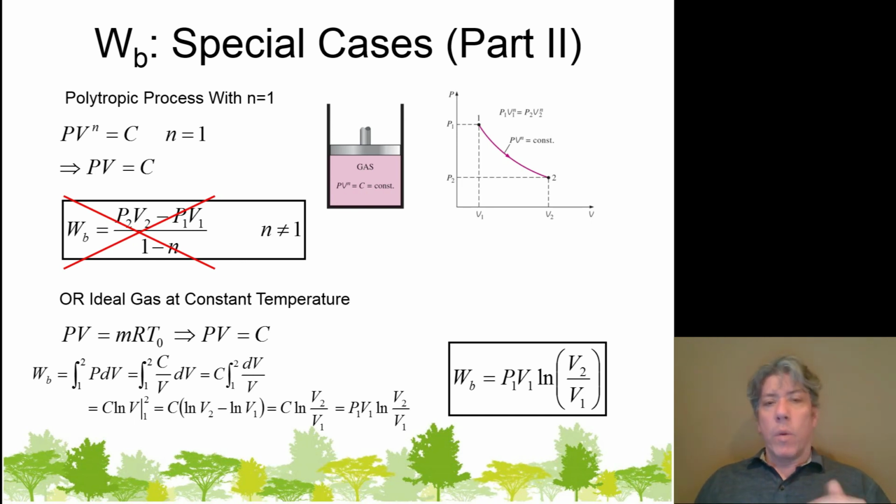So remember, we had a polytropic boundary work equation. Then we had one for a polytropic boundary work with ideal gas. So that was an and thing. You had to have both. This is an or thing, okay? You can either have a polytropic process with n equal to 1, or you can have an ideal gas at constant temperature, and this equation will apply.